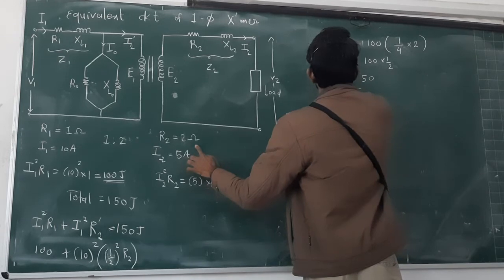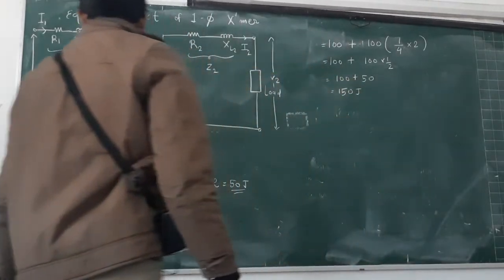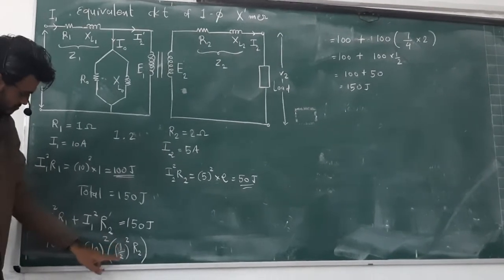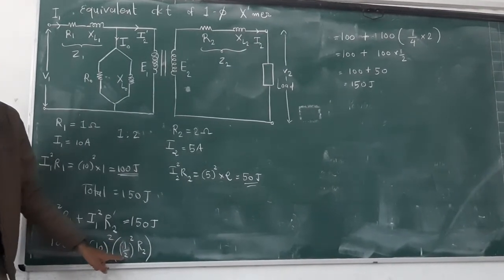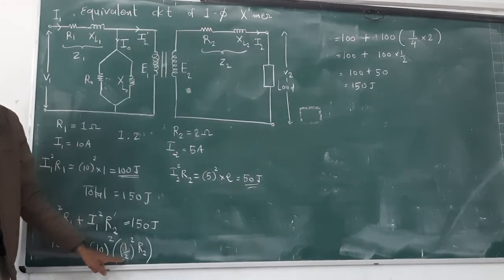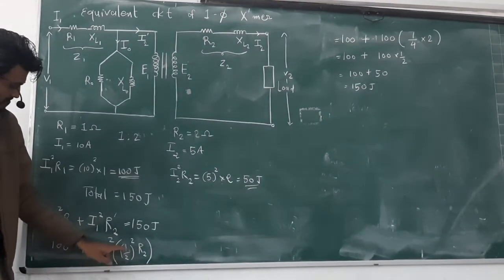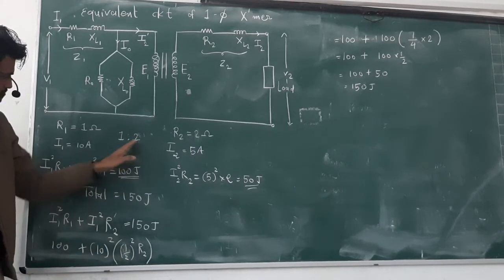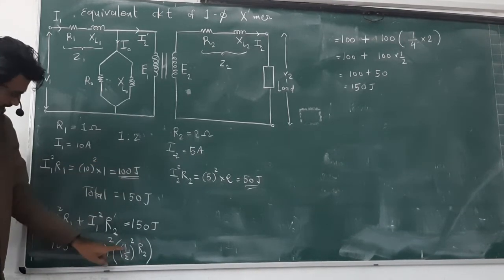Clear? I have adjusted the factor. And what is this 1 by 2? 1 upon k. Voltage ratio, turns ratio, current ratio. That 1 by 2 is 1 upon k, because k is equal to 2 by 1, n2 by n1, and this is n1 by n2.